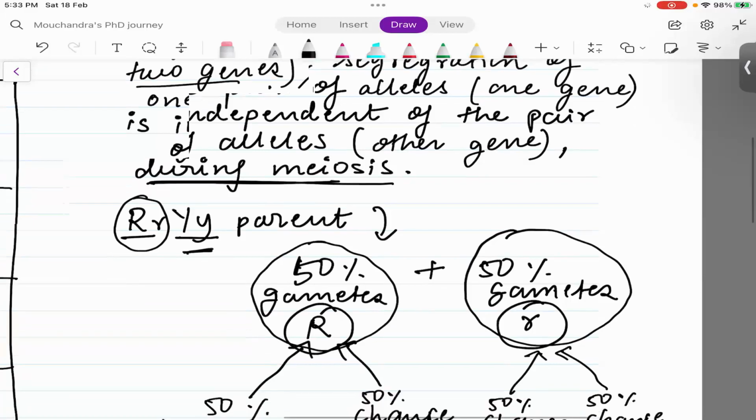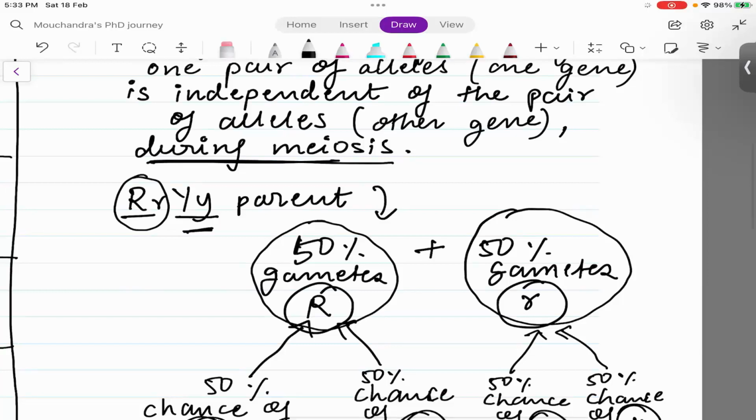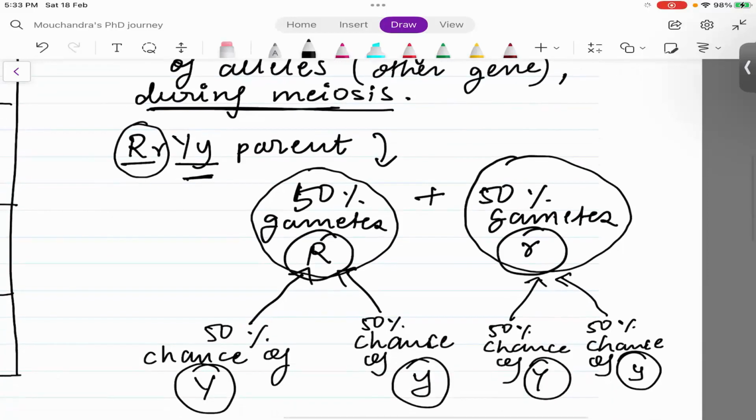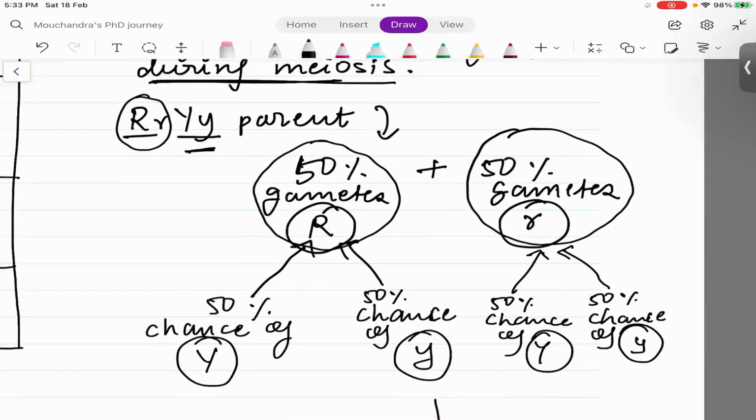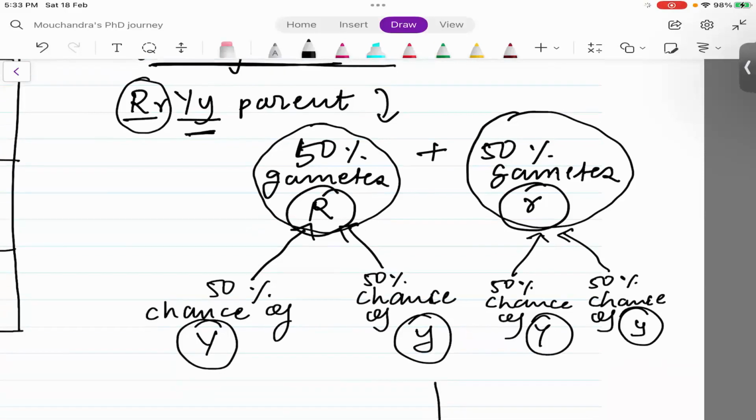capital Y, small y. Now these two types of gametes should also have alleles for the color as well. So one gamete will have one copy of the allele for every type of gene. This type of gamete, which has capital R, will have a 50% chance of getting either the capital Y allele or the small y allele. The same is true for the gamete which contains small r.